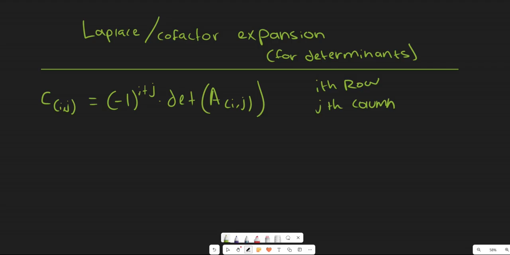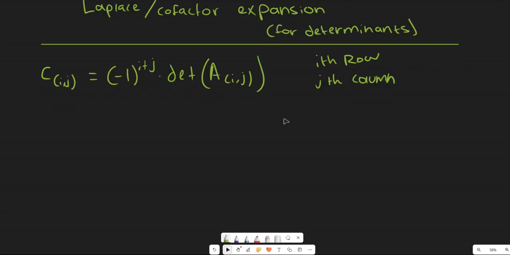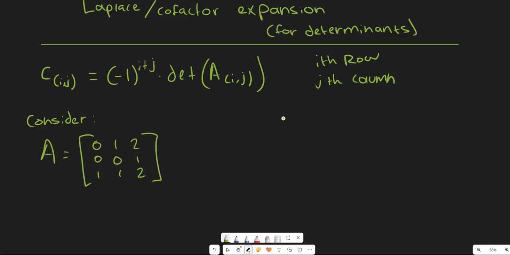So that's that. Now let's really just get into an example, because just having this formula written here is really of no use without an example. So consider the following matrix, A equals 0, 0, 1, 1, 0, 1, and 2, 1, 2. Now, this is a square matrix. Remember, you can only compute determinants for square matrices.